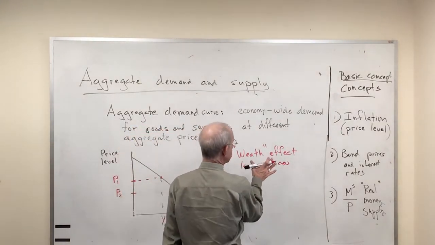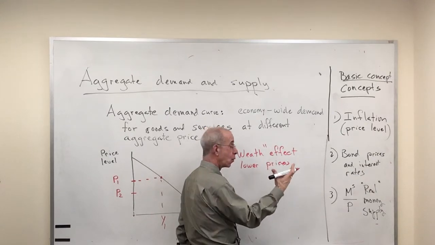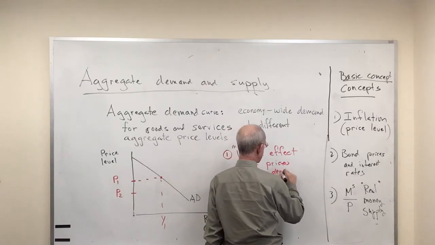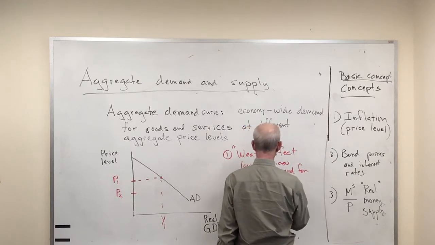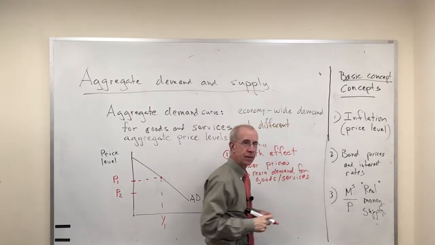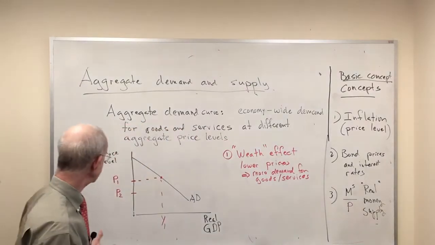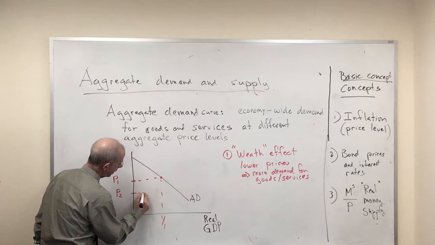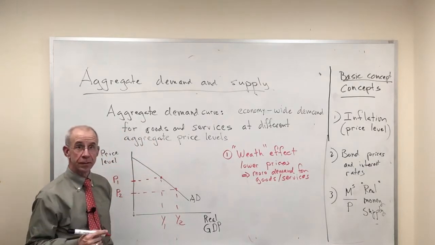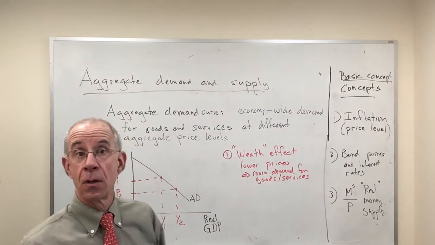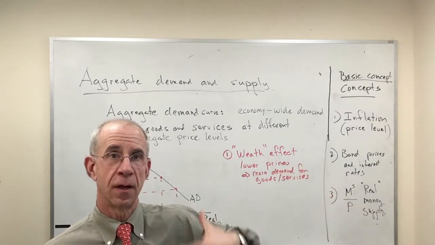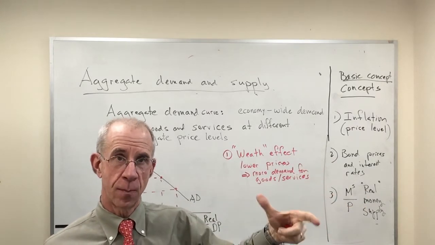That combination of lower prices and a wealth effect means there will be more demand for goods and services as people feel wealthier. So, you give me a lower overall price, there will be an increase in the demand for goods and services by consumers who feel wealthier. Okay, so that's one source of increased demand with lower prices.